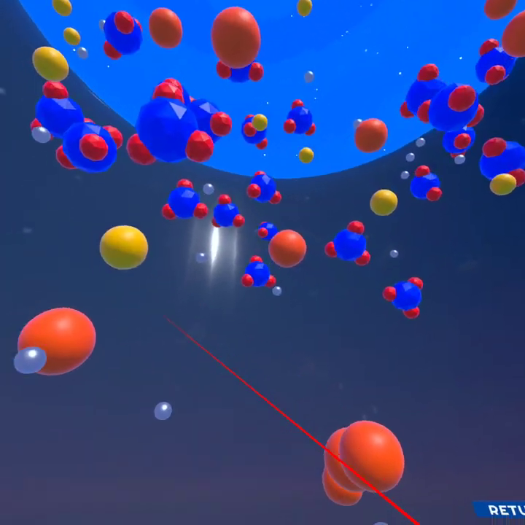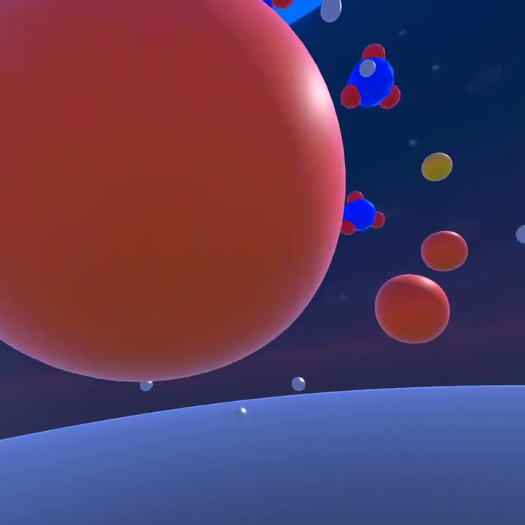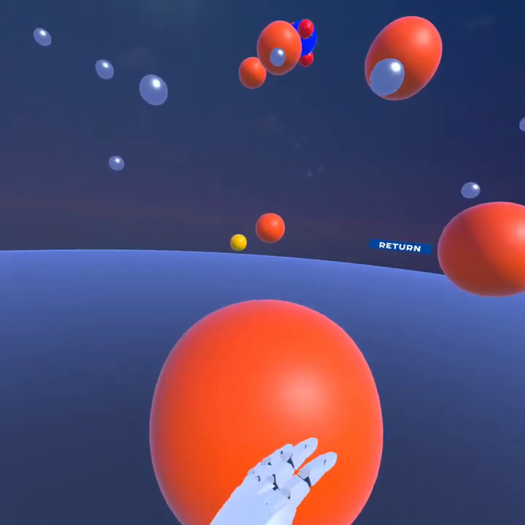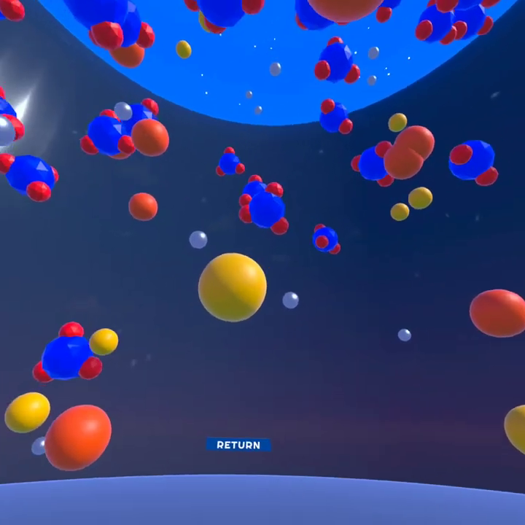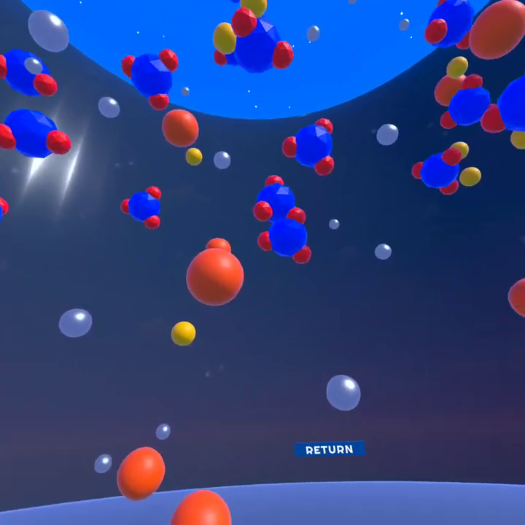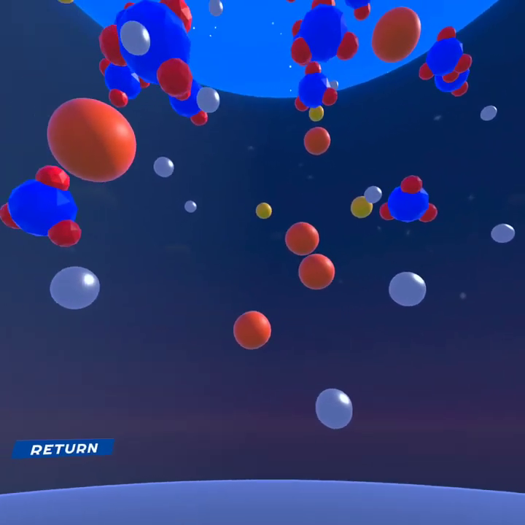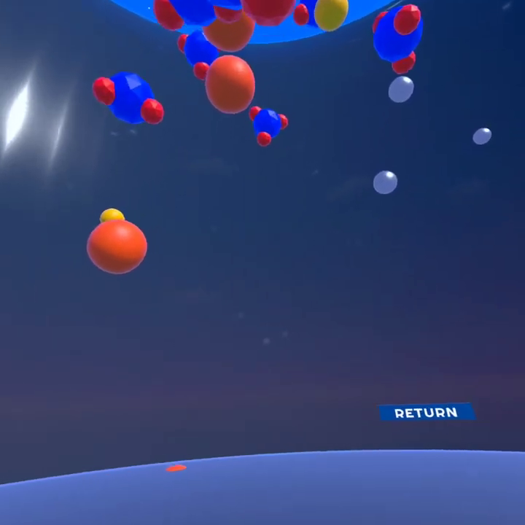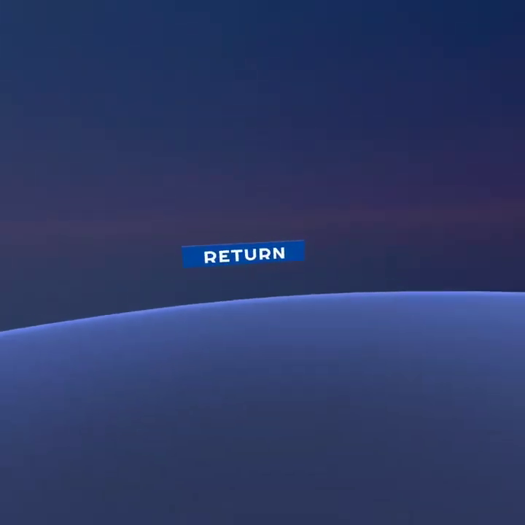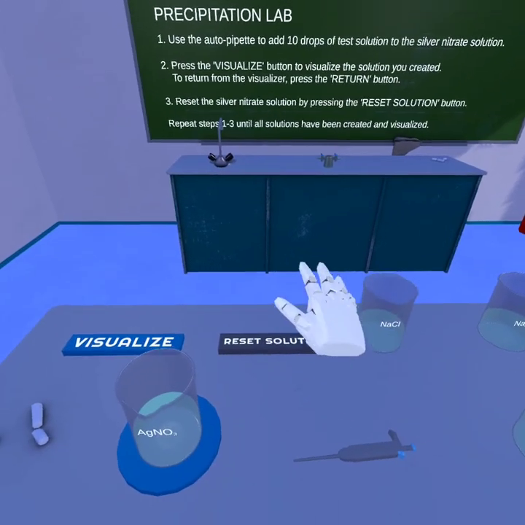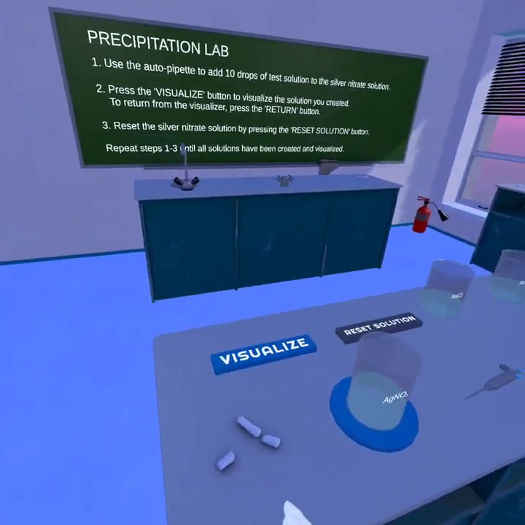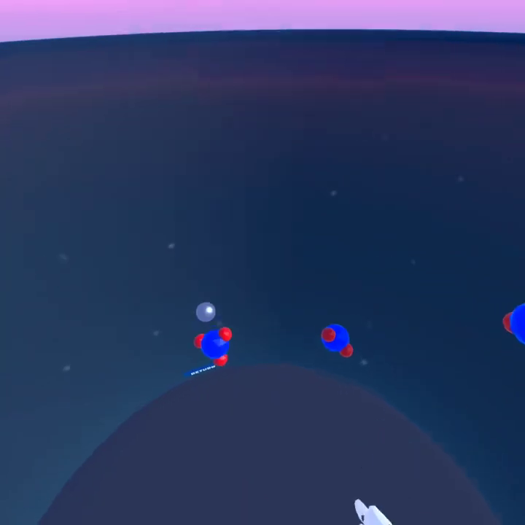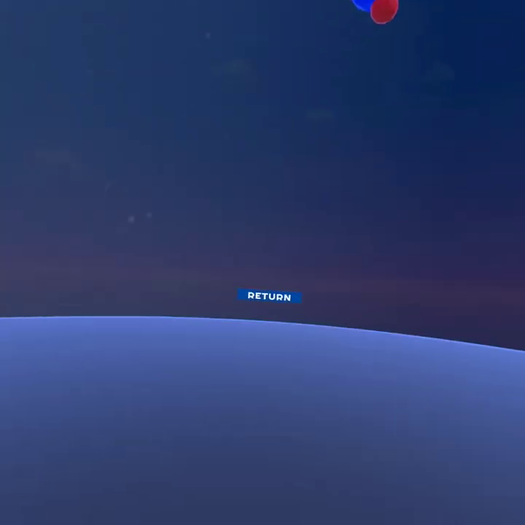You can see that all of these ions are floating around, but they're not actually interacting. They're in a soup of water with each other, but because the water is stronger than any interaction force, they stay separate. So what would happen if, for example, let's reset our solution. So we are resetting the solution. We can always double check. Now it's back to only silver nitrate in that beaker.